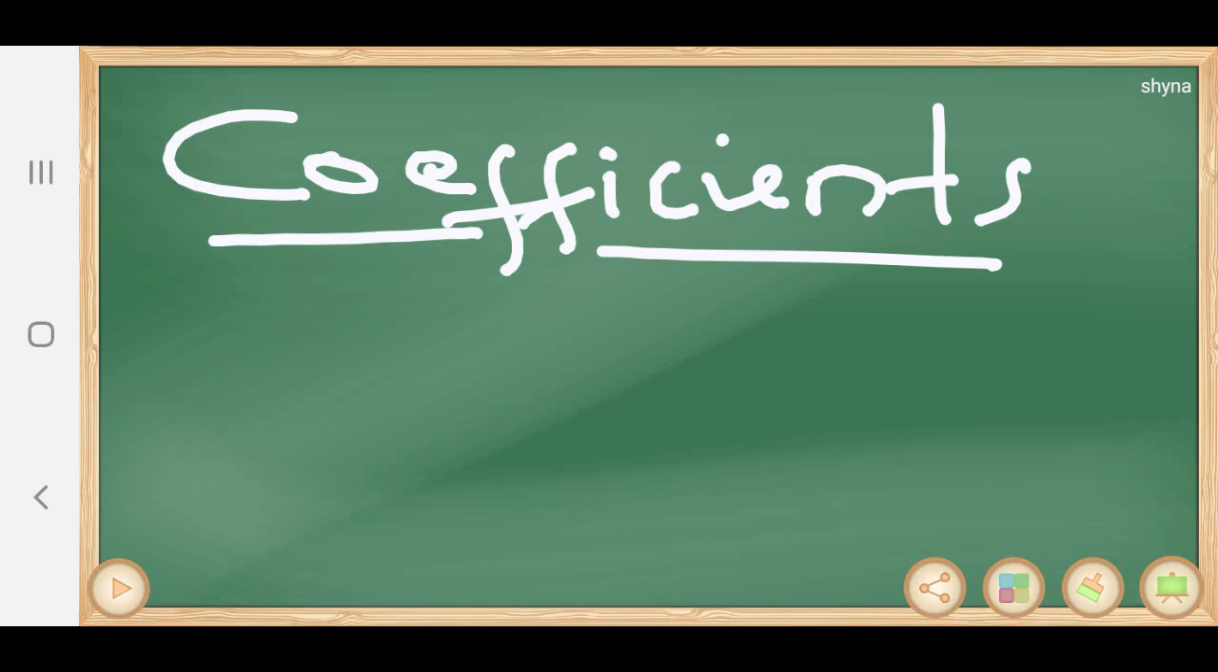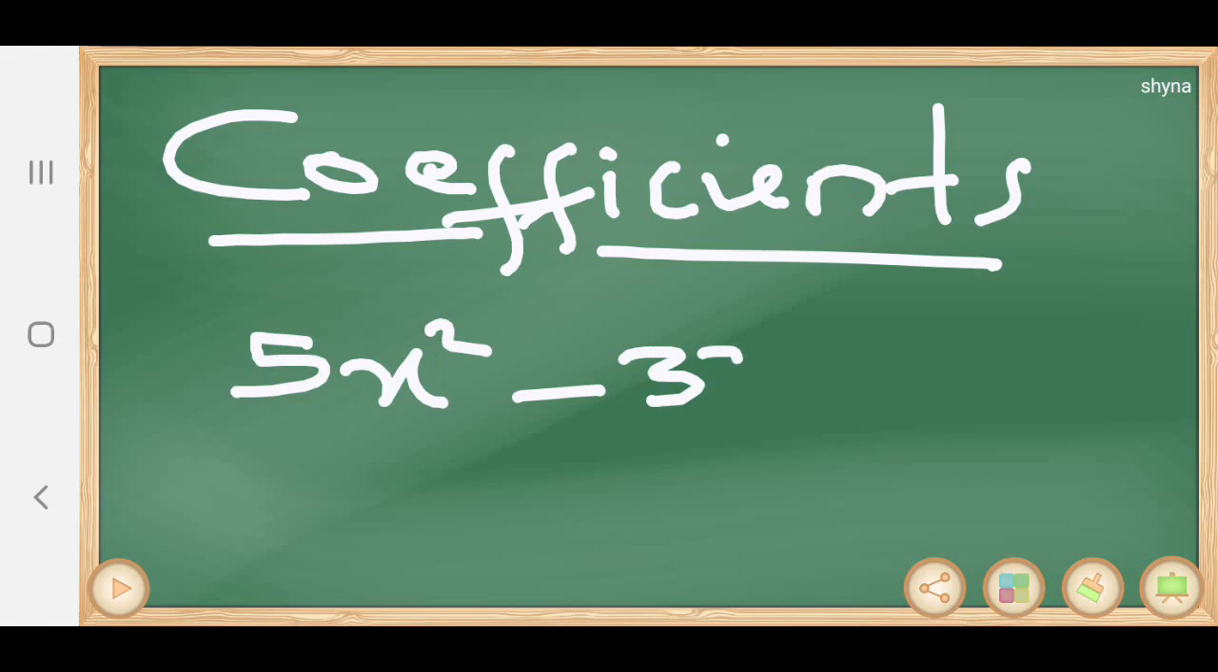Write the coefficients of the terms of 5x square minus 3x plus 10. You can write example 1: 5x square minus 3x plus 10. Below that, coefficient of 5x square equal to, tell me, what is the coefficient? 5. Coefficient of 5x square equal to 5.